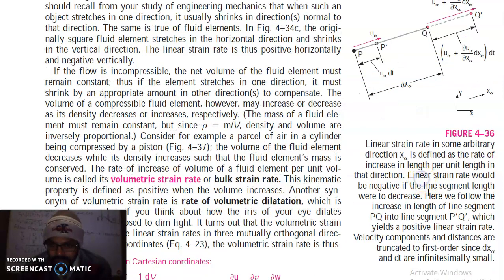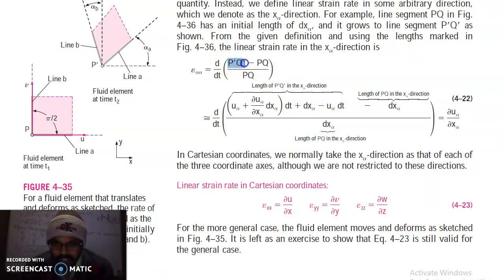Linear strain can be negative if there is a decrease in the length of this element. So the final length is P dash Q dash, the original length is PQ, and the change in length divided by the original length, with its rate of change with respect to time, is called the linear strain rate in the axial direction, which is represented by this notation. Now put the values of P dash Q dash here into dt.